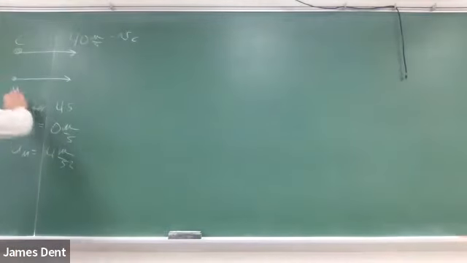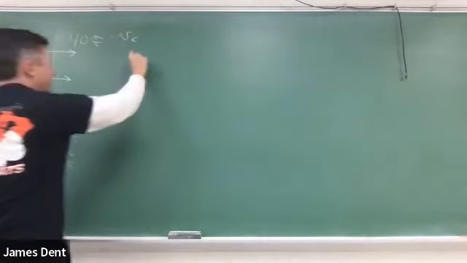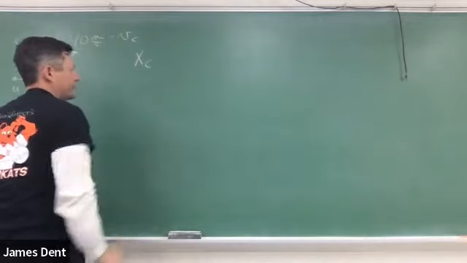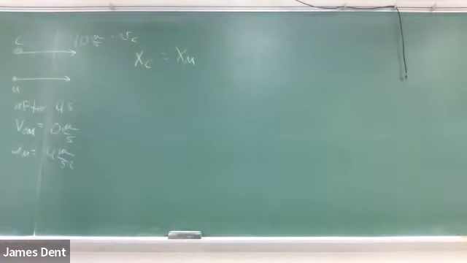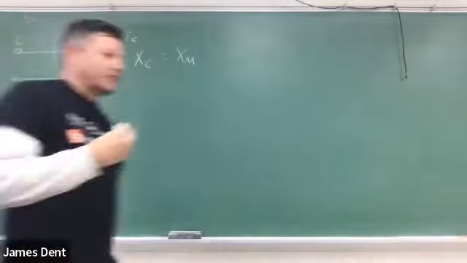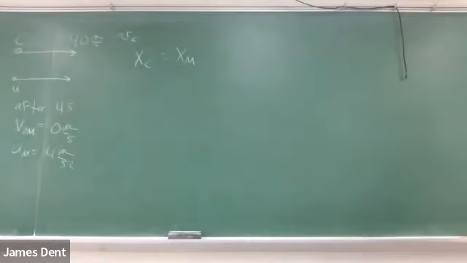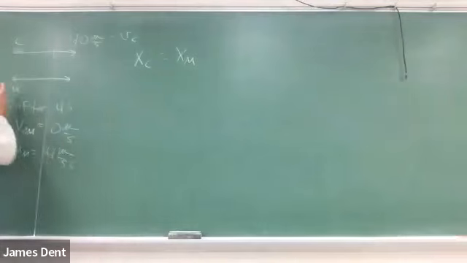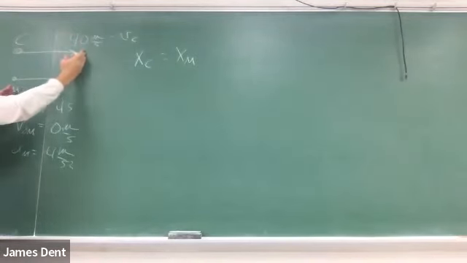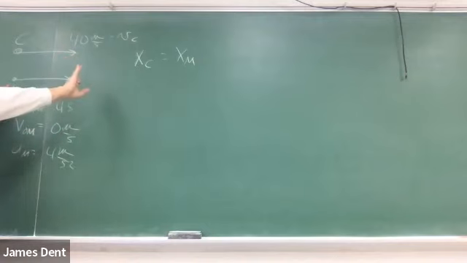In order for the motorcycle to catch the car, we need their positions to be the same. So the position of the car must be the same as the motorcycle. This is our starting point. Then we need to figure out which clock to use, right? There are a couple of choices you can make. The one I did is to start the clock after the car has gone the 4 seconds. I'll say that's t equals 0 for both, okay?